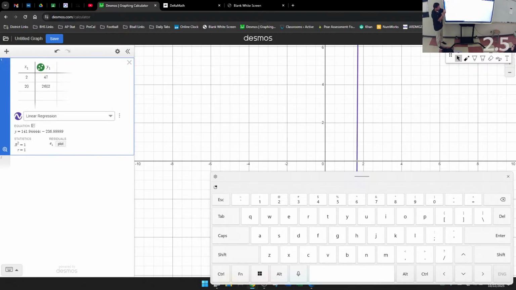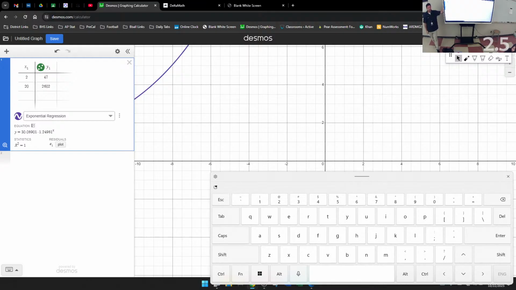Click. And it says linear regression. I don't want linear regression. I want to drop this down until I see exponential regression. And here's y equals, and it gives me the whole equation right here. Don't write y and don't write x. Make sure you write f of t and t.